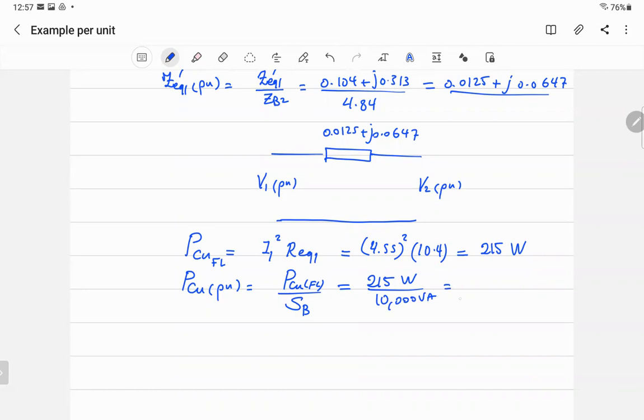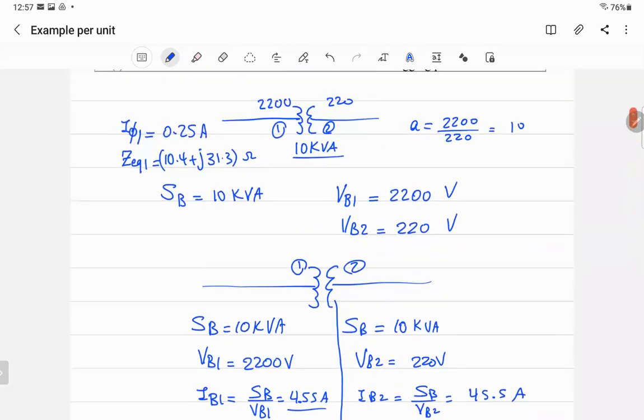The answer will be in per unit, 0.0215 per unit. We don't have amps, volts, watts. It's everything per unit. Beautiful. Well, did you get it? All right. Now let's go for the other thing.